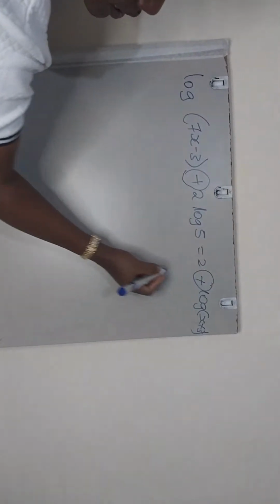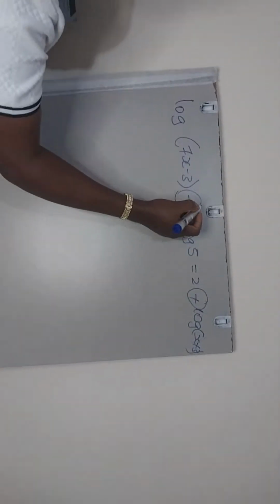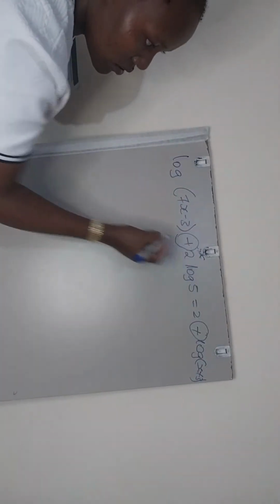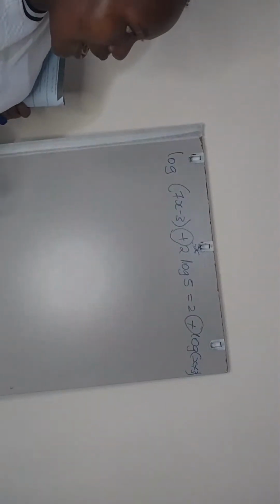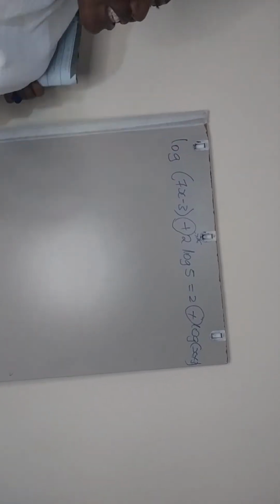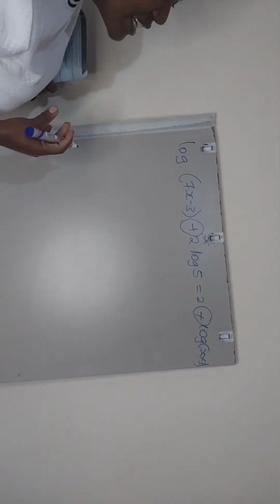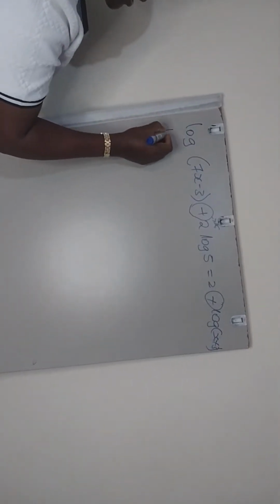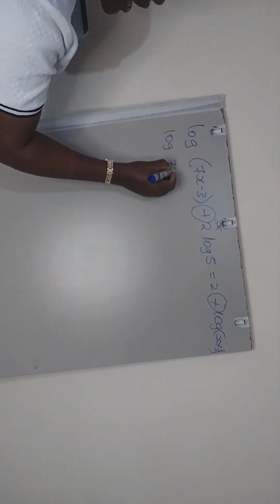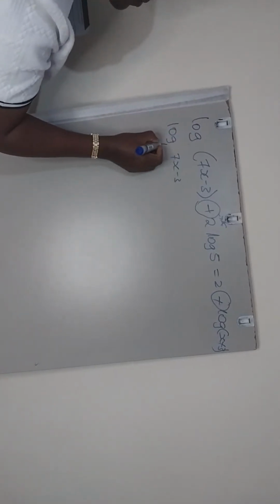These are the signs I was talking about, the signs that are separating one log and the other. A plus will be representing multiplication, not x. So I said a log without a base is just like writing the log to base 10. Let us see. Log 7x minus 3, no base, so we put our base 10.